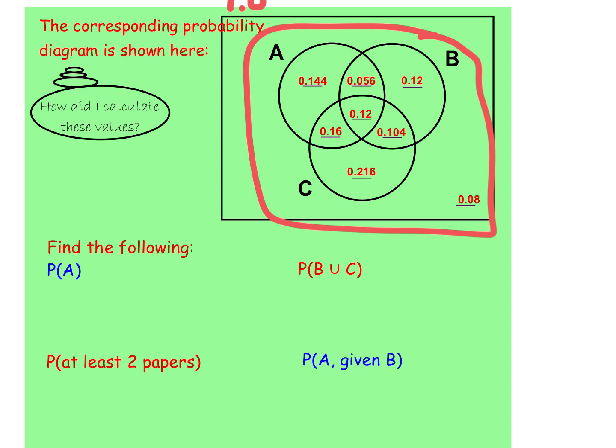Okay. Everybody is verified using a calculator. So for A, I just have to add these up. What is 0.144 plus 0.056 plus 0.12 plus 0.16? Did you guys get 0.48? Mm-hmm. Excellent.